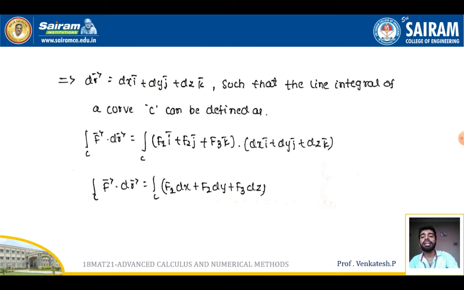such that the line integral over the curve C can be defined as the integration over C of vector f dot dr, which equals the integration over C of f1 i cap plus f2 j cap plus f3 k cap dot with dr vector, I mean dx i cap plus dy j cap plus dz k cap. Then from this dot product concept, I'll be expanding this equation. So I got the integration over C of vector f dot dr is equal to the integration over C of f1 dx plus f2 dy plus f3 dz. So this is the required formula to use the concept in line integrals, and this formula can be useful for finding the work done also.